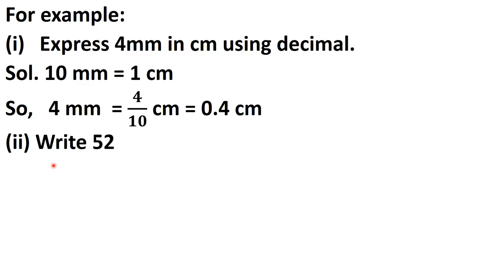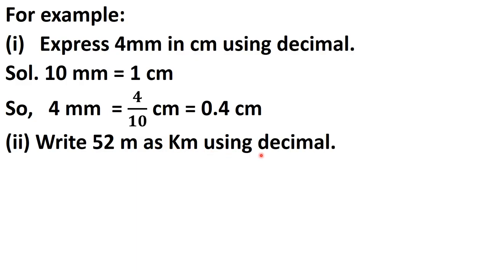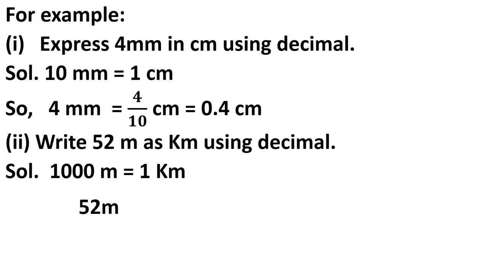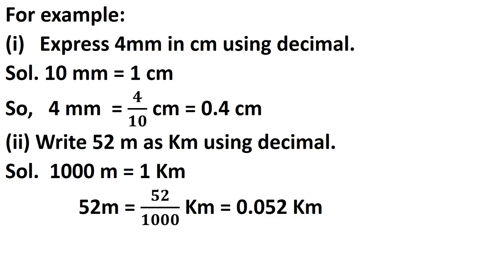Second, write 52 meter as kilometer using decimal. So we have to find out the relation between meter and kilometer. 1000 meter equal to 1 kilometer. So 52 meter equal to 52 upon 1000 kilometer, which is equal to 0.052 kilometer.